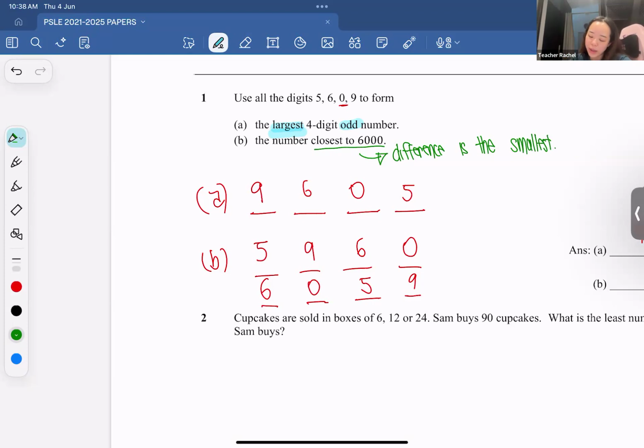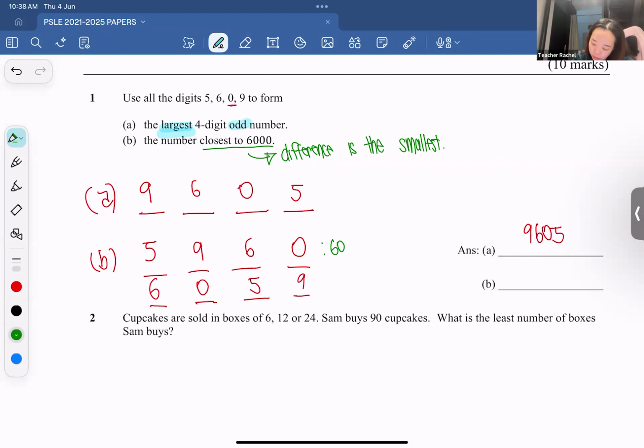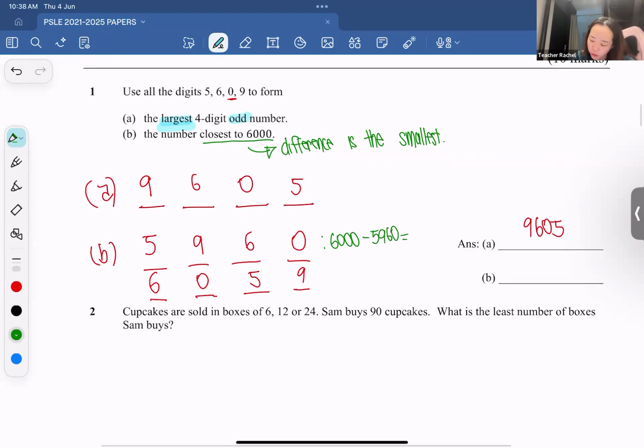So the difference to 6,000 is the smallest. This time I can use a calculator, so use your calculator. 6,000 minus 5960, you get 40. And then after that, you try 6059 minus 6,000, you get 59. So the difference that is the smallest is 40. So I am going to use 5960. Can you understand how I get this number? That's why the number is 5960.